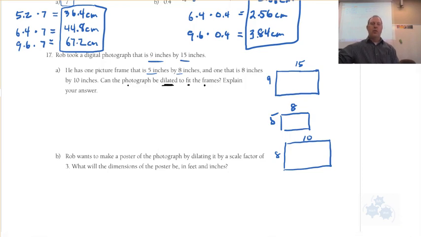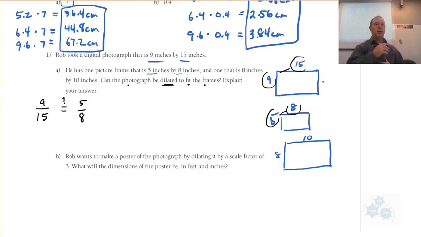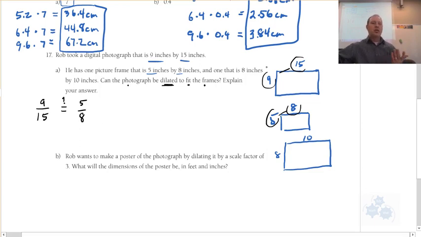Okay. So there's a couple different ways you could do this. I guess you'd want to check to see if, this is one way you could do it. You could say 9 over 15. Is that equal to 5 over 8? Because if they have the same ratio, one to the other, then they can be enlarged or reduced. Okay, so we could check that. We could check the scale factor. Okay, so that's one way you could check that.